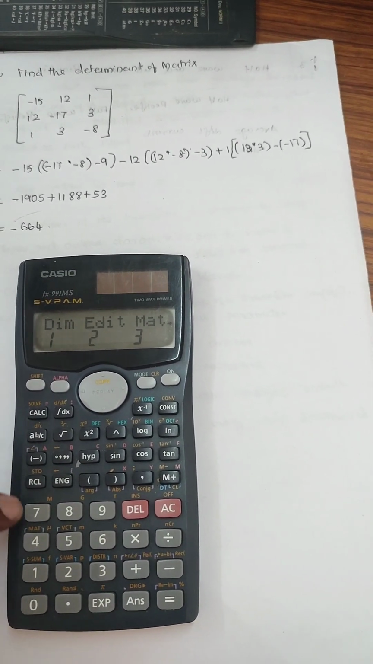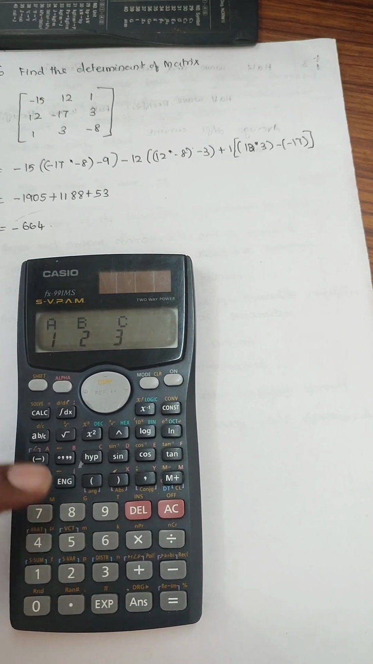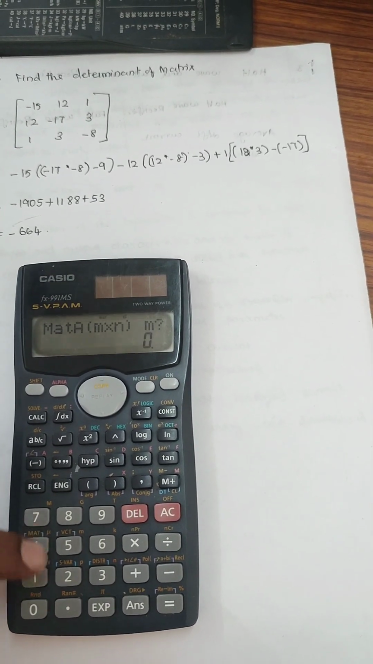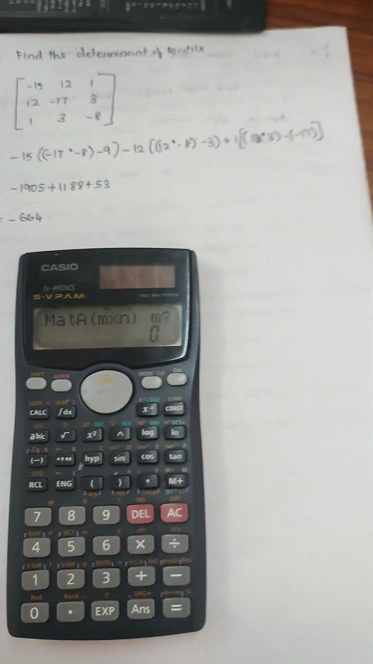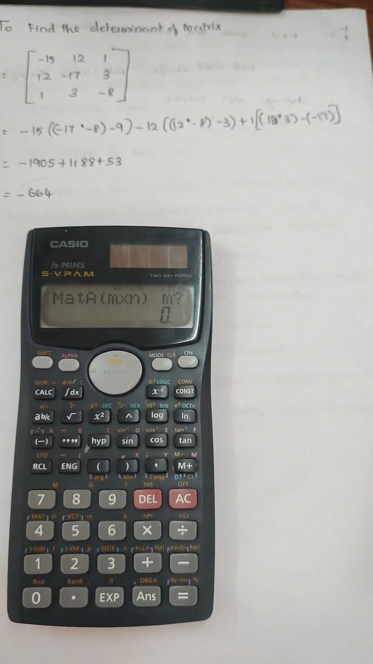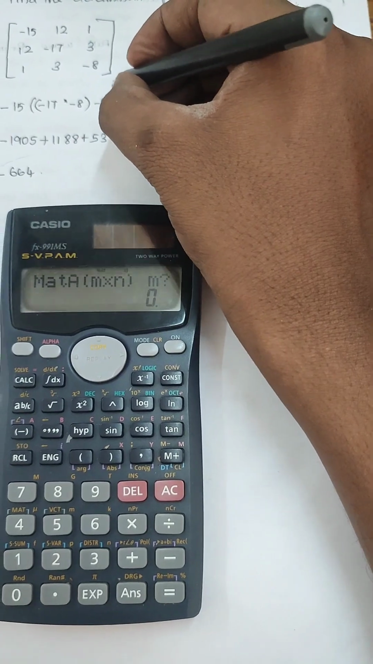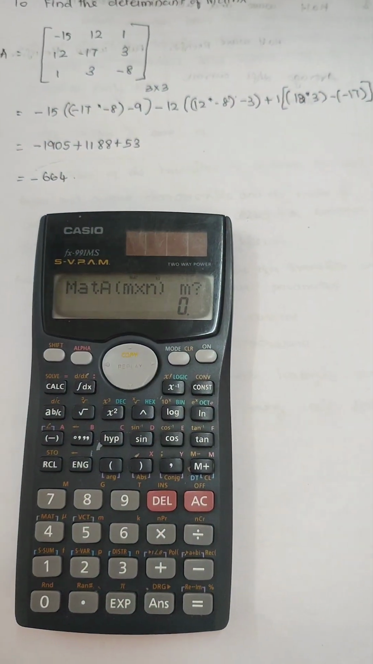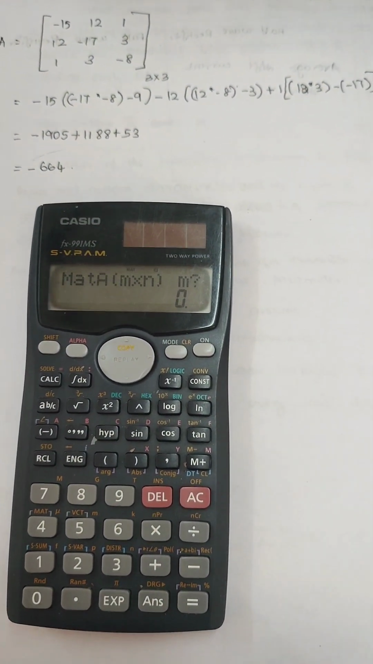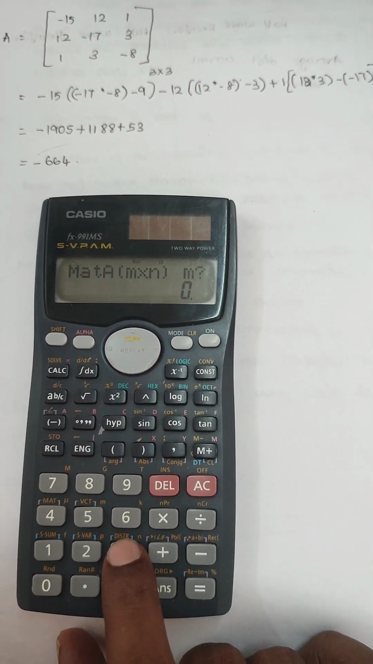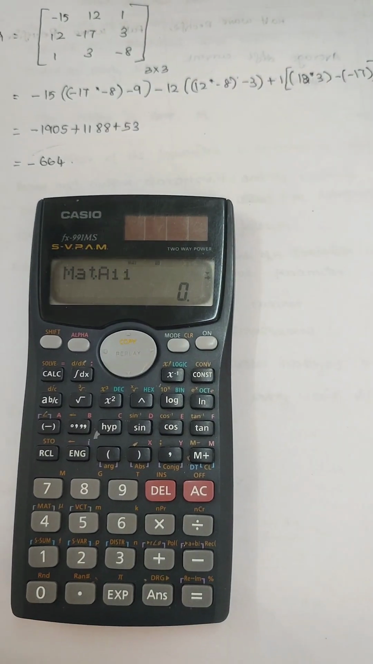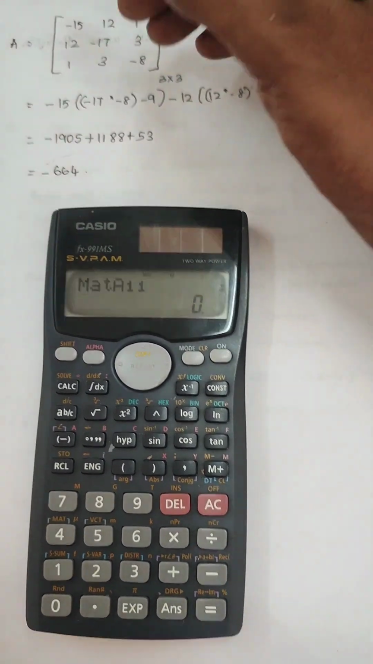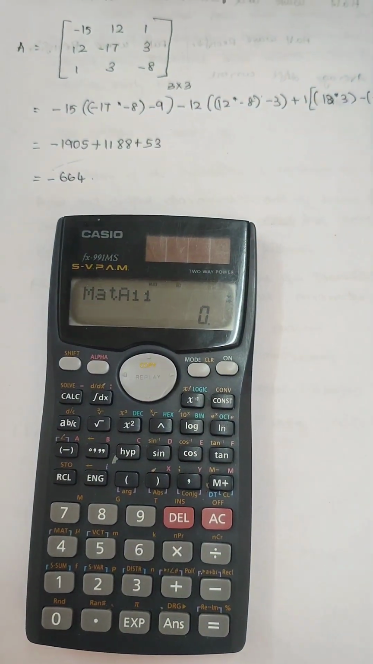You will get the dimension option as 1, then you take the value as 1. Since we are going for matrix A, the dimension is 3 cross 3, so you press 3 and 3 in the calculator. So m and n values are given, so you have to give the values starting from -15, row wise.